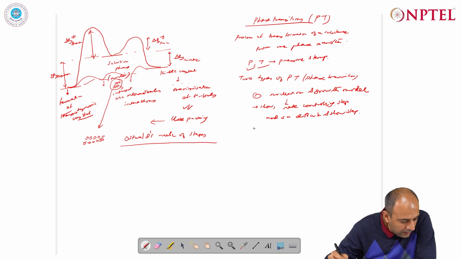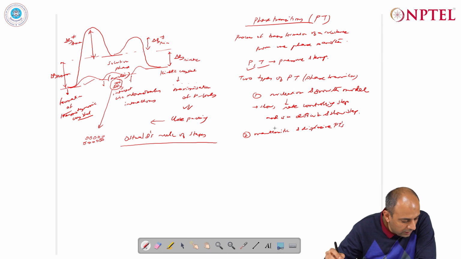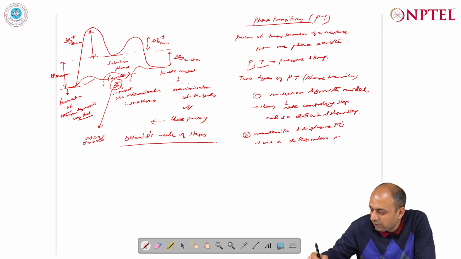Whereas on the other hand, you can also have martensitic and displacive phase transitions, where these processes take place via a diffusionless pathway.